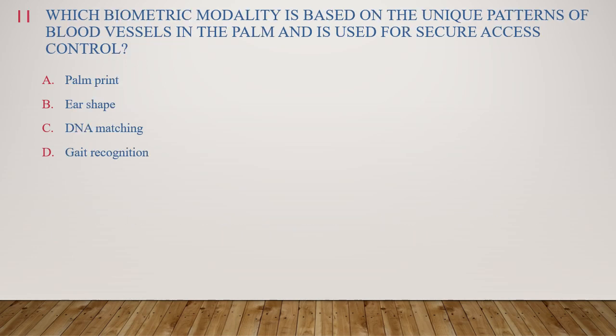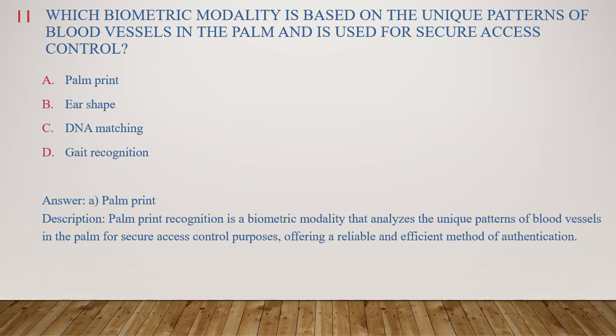Question number 11. Which biometric modality is based on the unique patterns of blood vessels in the palm and is used for secure access control? A. Palm print, B. Ear shape, C. DNA matching, D. Gait recognition. The correct answer is A. Palm print. The biometric modality based on the unique patterns of blood vessels in the palm and used for secure access control is A. Palm print.